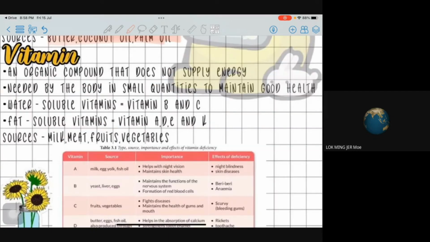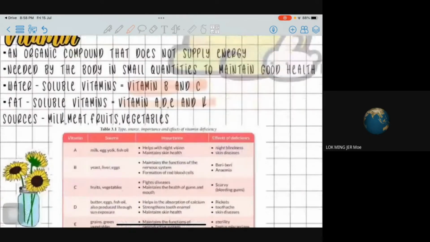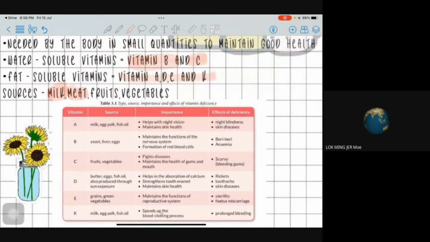You cannot take too many vitamins per day because your body can absorb only the amount that it needs. For example, vitamins B and C, and the fat-soluble ones you can gain are vitamins A, D, and K. Sources of vitamins are milk, meat, fruits, and vegetables.